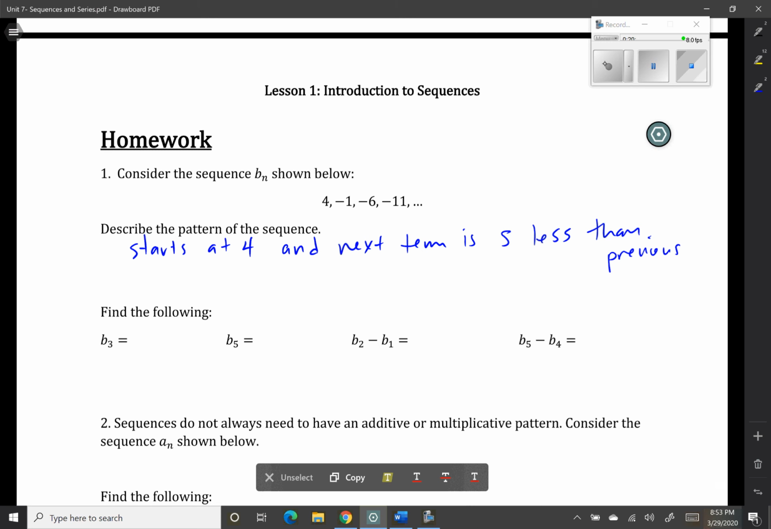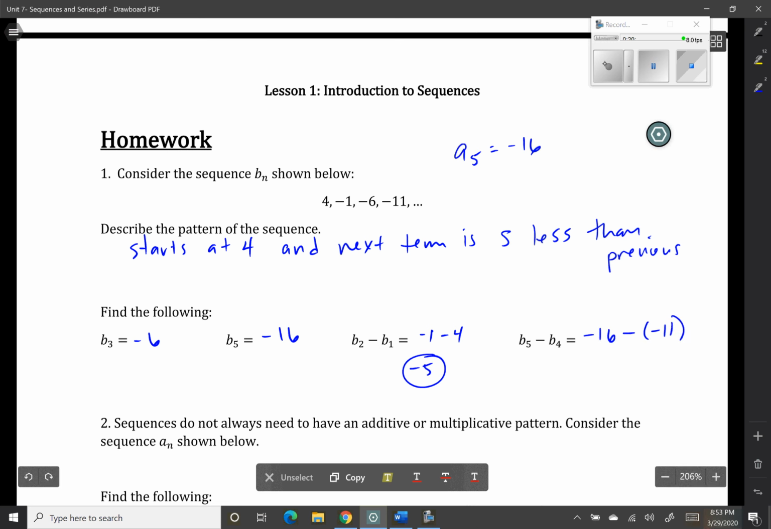The third term of the sequence was -6. The fifth term we'd have to find, so we have the fourth term. So the fifth term here, we would subtract 5 again, we'd be at -16. If we subtract the first term from the second term, we would have -1 minus 4, which gives us -5. And if we were to subtract the fifth term minus the fourth term, we would also get -5. Just watch your signs there.